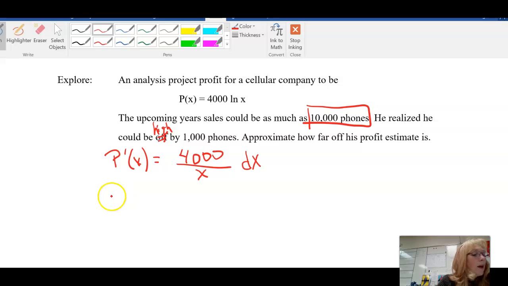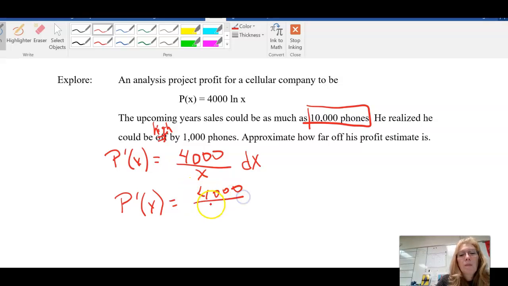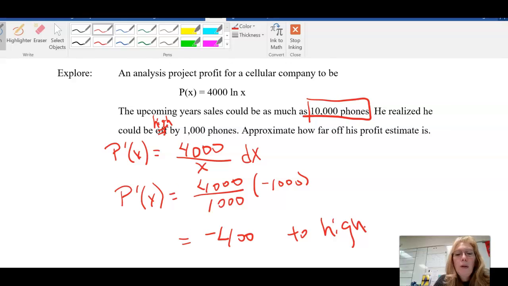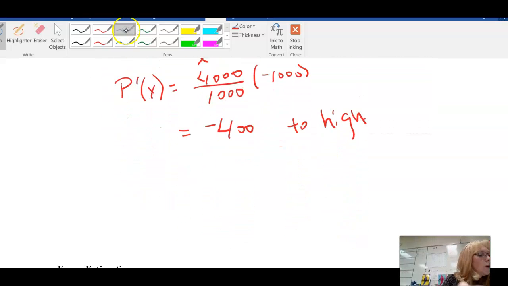Now this time we're going to plug everything in. All right, x is 1,000. And my change in x is negative 1,000. Because he's off, he's high, right? So that means he needs to lower it by 1,000. So when you get this, he's going to be off by $400. So he's $400 too high for his profit. Not terrible. Could be worse.